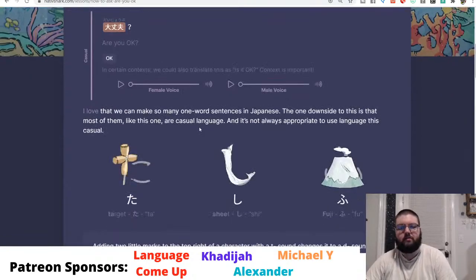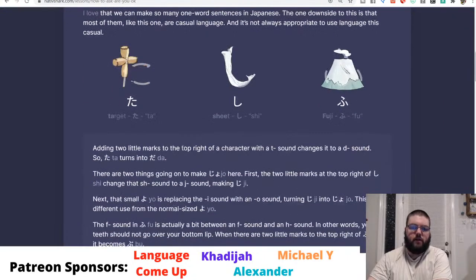I love that we can make so many one-word sentences in Japanese. The one downside to this is that most of them, like this one, are casual language, and it's just not appropriate to use language this casual.